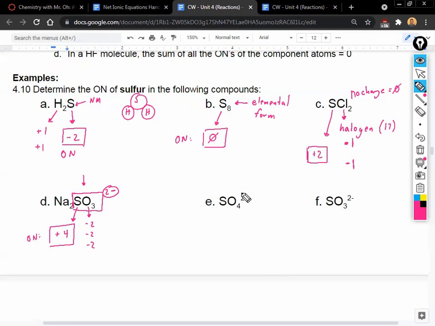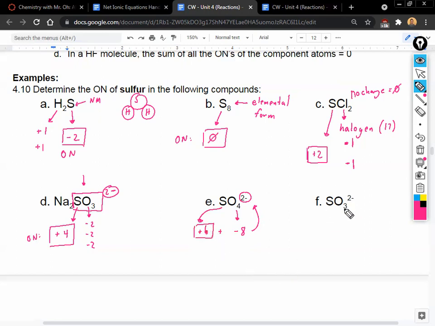Okay, so SO4 2-. What did we say about oxygen? What is oxygen's oxidation number usually? -2. So if there's 4 of them, what's the total? -8. Now the charge on the ion is -2. So that means when we add the oxidation numbers, it needs to end up to -2. So what does sulfur's oxidation number have to be to get it to -2? +6, exactly. So here, sulfur is going to have an oxidation number of +6.